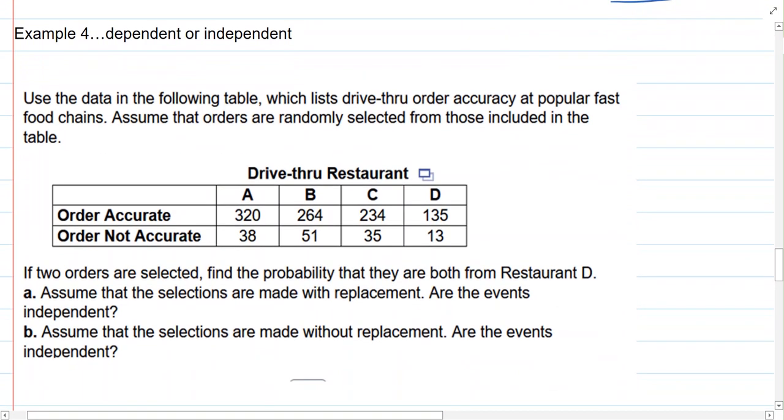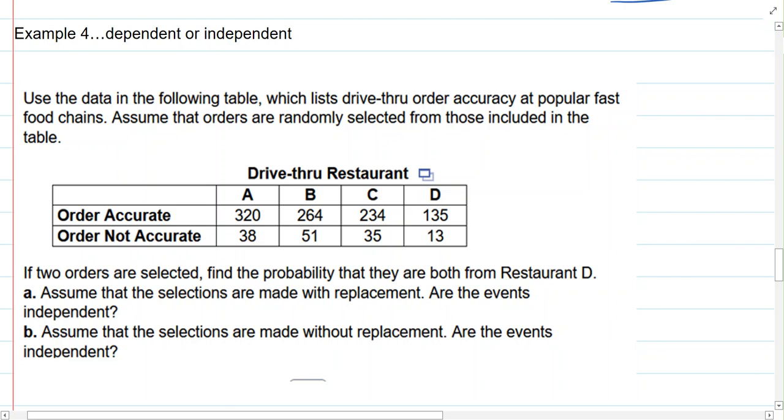So here we have one on dependent or independent. And so we're going to look again at a data set. It's similar to the one we had, different numbers. And again, this is for instructional purpose. And it's on the popular food chains A, B, C, and D. And they're drive-throughs, which is usually where all the accidents happen on inaccurate orders. Assume the orders are randomly selected from those included in the table.